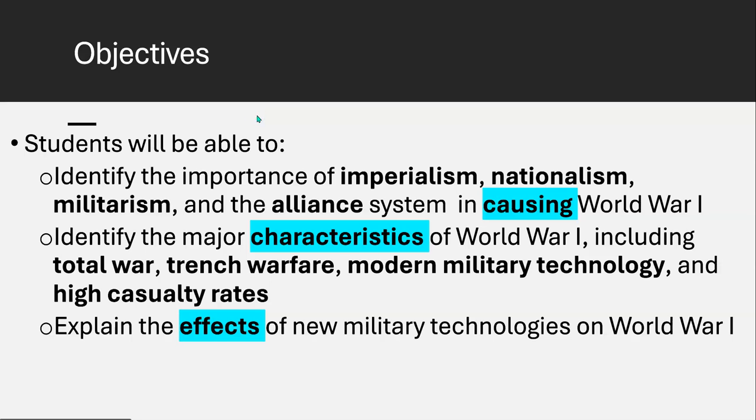So let's get started. The first thing, we've got to go over the objective. The first one is to identify the importance of all those long-term causes in causing World War I. We also need to be able to identify the characteristics of World War I, including things like total warfare, trench warfare, modern military technology, and how it leads to high casualty rates. And we also need to know the effects of that new military technology, which is, of course, high casualty rates, or in other words, just a lot of people unfortunately die.